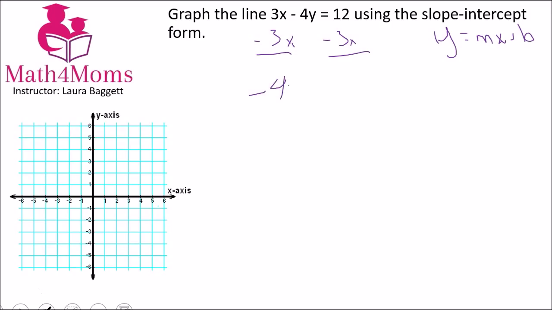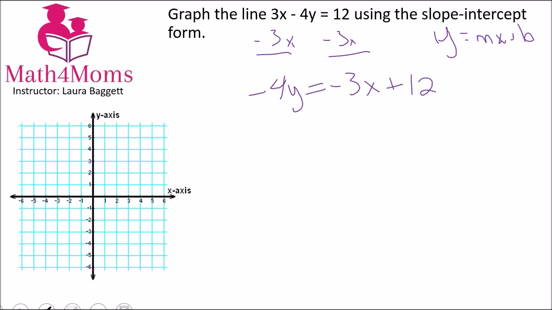So I've got negative 4y. Now notice 12 minus 3x is not 9x. Remember that 12, those are unlike terms. It would have to be 12x minus 3x. So I'm just going to still have my negative 3x and then plus the 12.